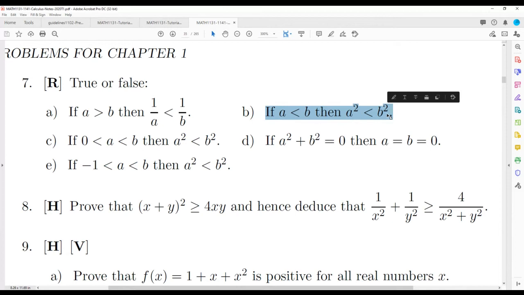Okay, so Snea says false. Theo says false. Maximilian says true. Du says false. Okay, so can anyone think of a counterexample? Snea said, yeah, -9 is less than -5, but the squares are different. Okay. Anyway, what about part C?